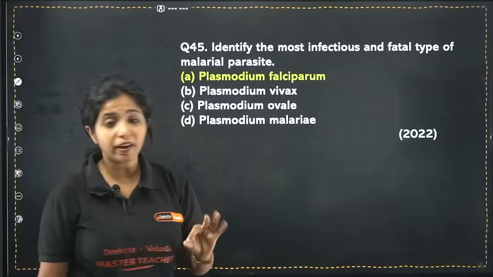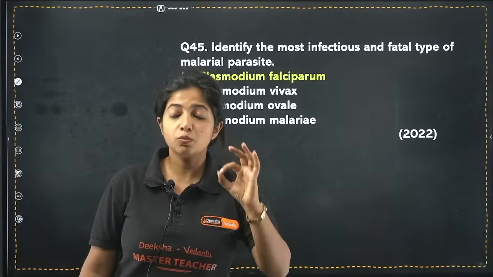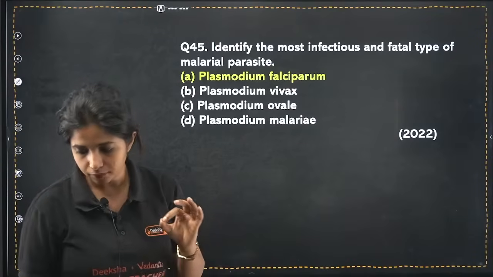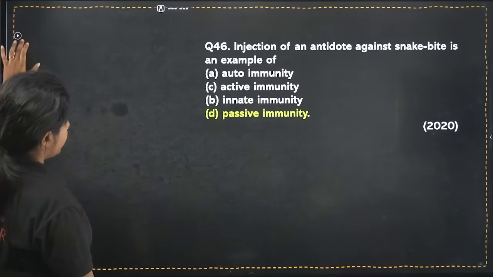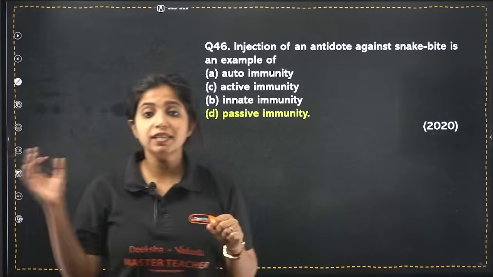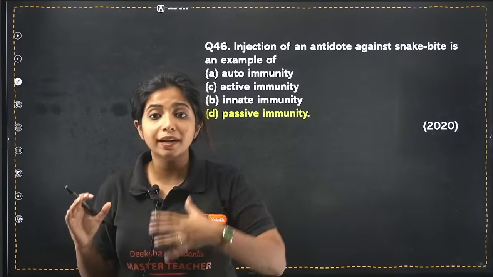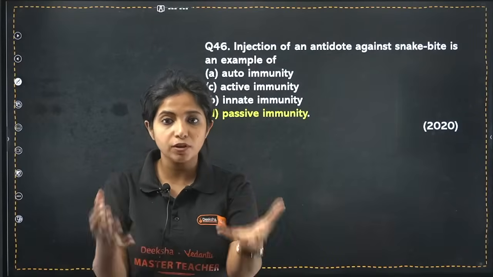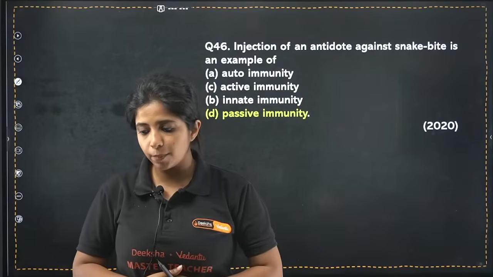The most infectious fatal type of malaria is what? Plasmodium falciparum. And if at all you get a snake bite, and you are getting ready-made antibodies, what do you call this? It is artificial passive immunity, because the antibodies are coming from outside.